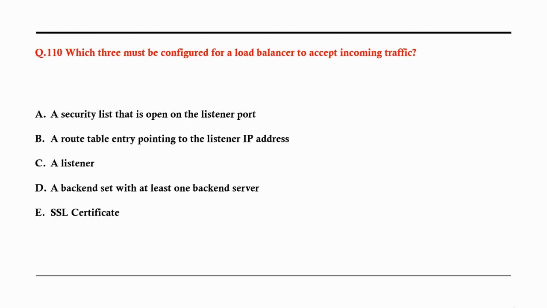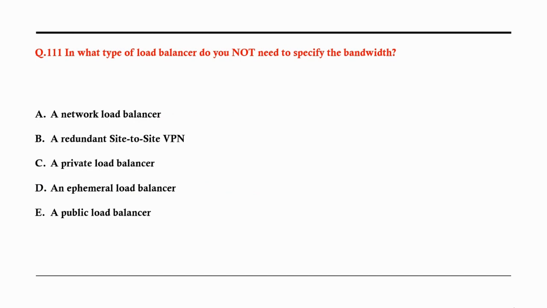Question 110. Which three must be configured for a load balancer to accept incoming traffic? The correct answer is a security list that is open on the listener port, C, a listener, and D, a backend set with at least one backend server.